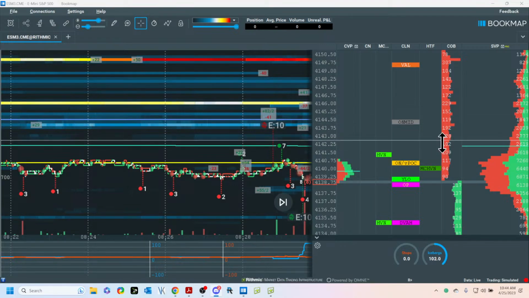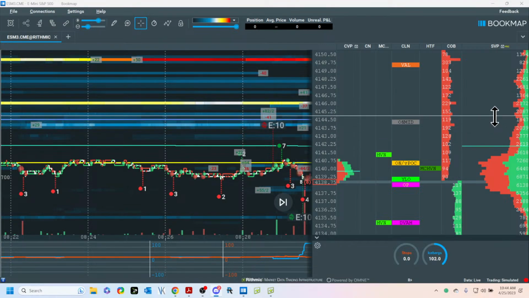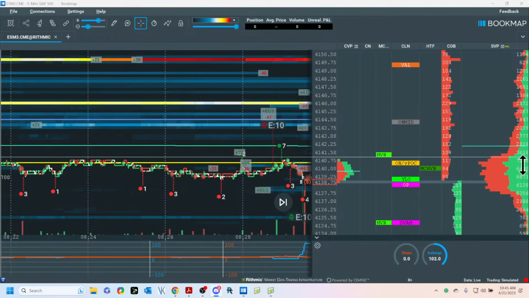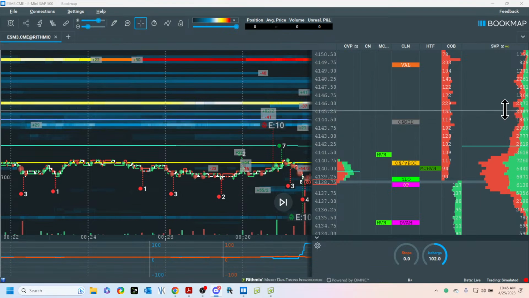But here's something else to write down, guys, and then I'll get right into what's developing here. How do you prioritize your inputs? For me, and I'm just saying me and not saying it's right, it's the actual distribution of participant behavior, represented in the session volume profile. Remember, it's price and volume.